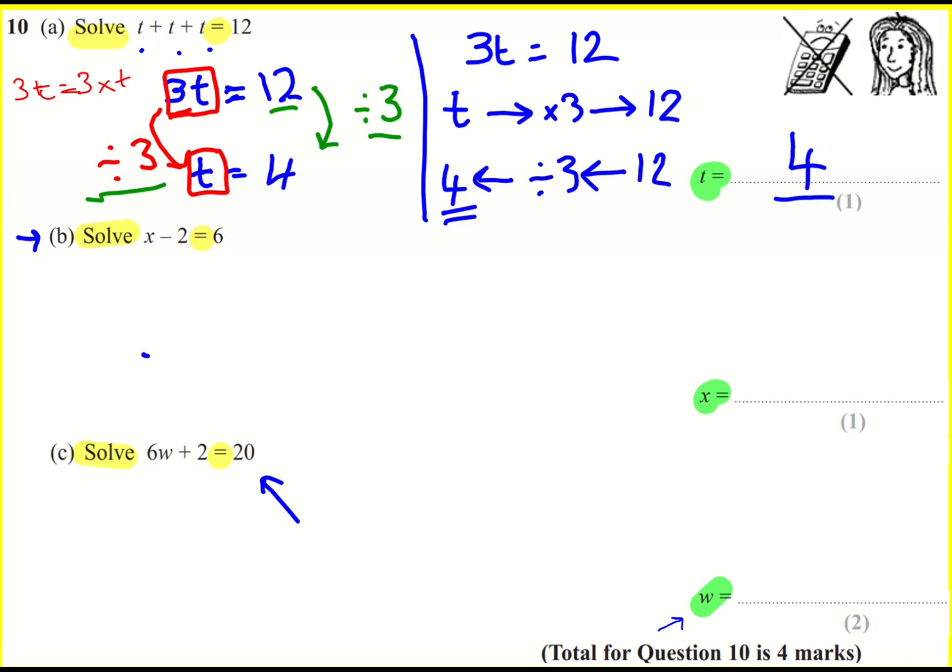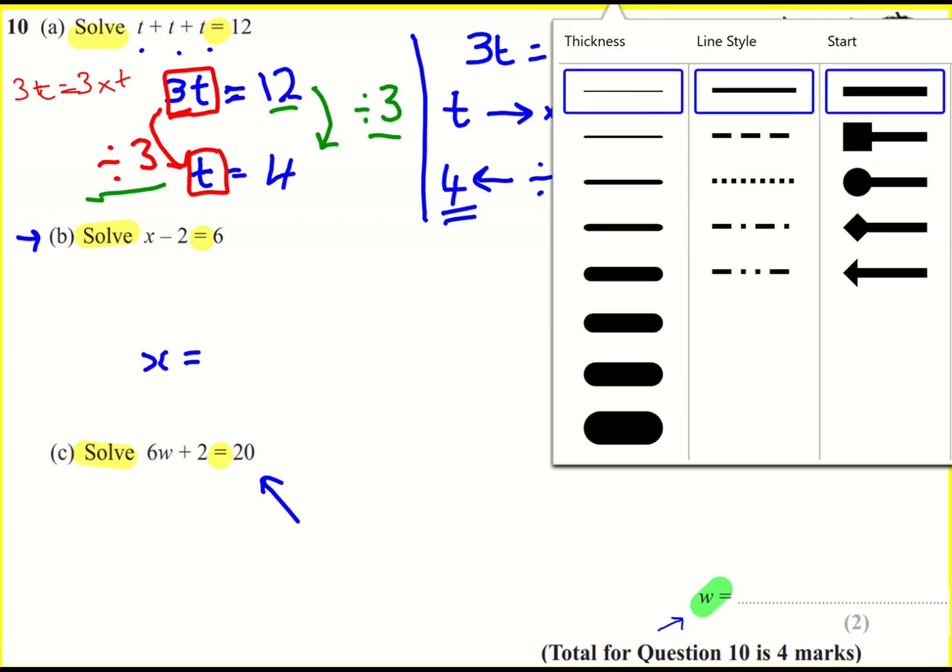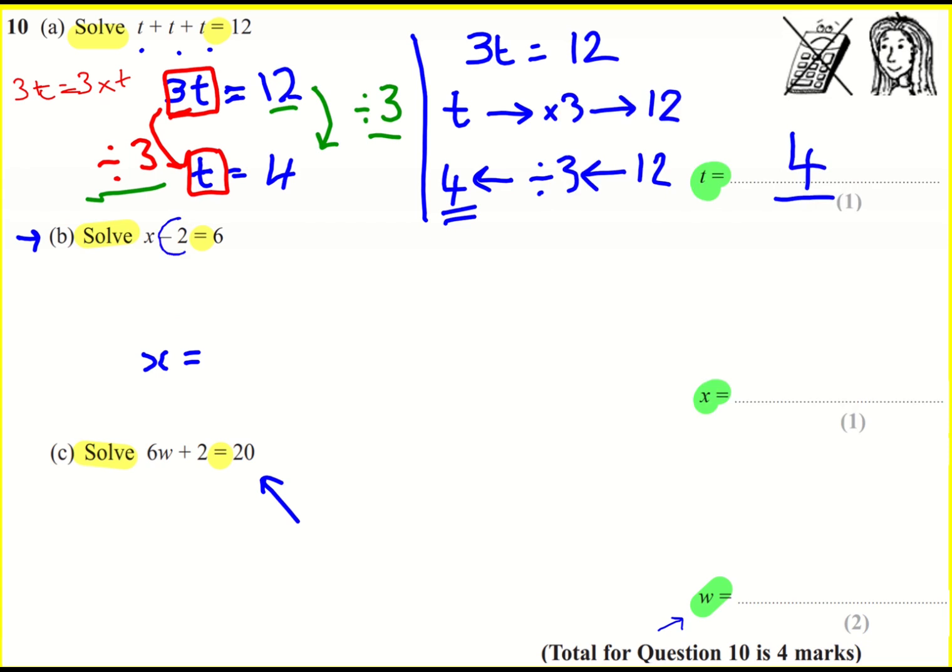What is in the way of the x being on its own? Well, what is in the way is this -2. Because if I got rid of that -2, you can see hopefully that the x would be on its own. So how do I get rid of a -2? Well, I get rid of a -2 by plussing 2. That will kind of neutralise it. But if I do that on that side of the equation, I must do it on the other. So that's now been dealt with, and that leaves me with 8. 6 plus 2 is 8.